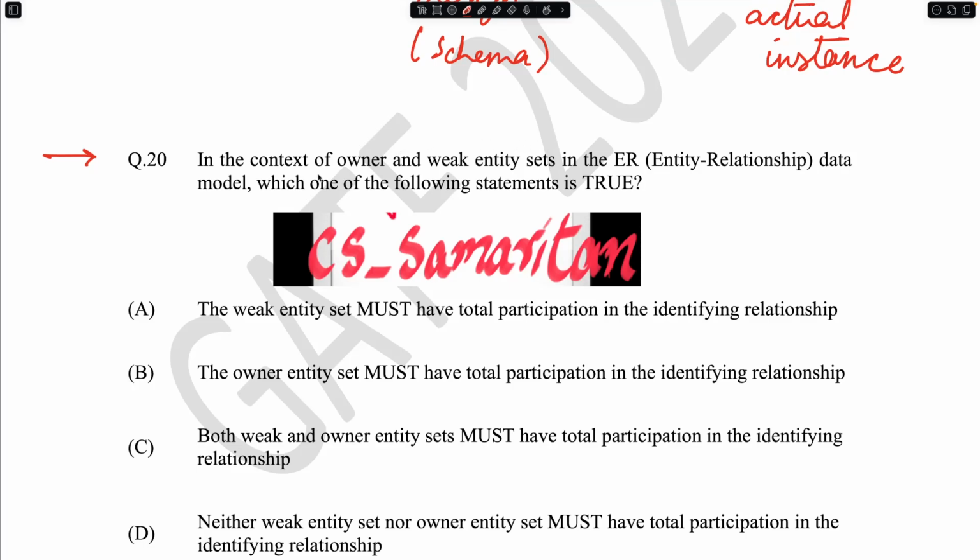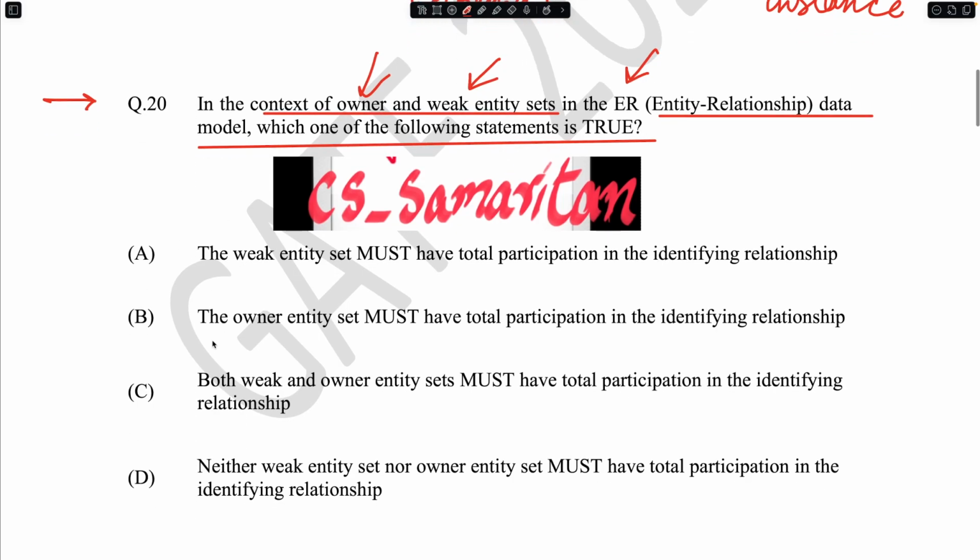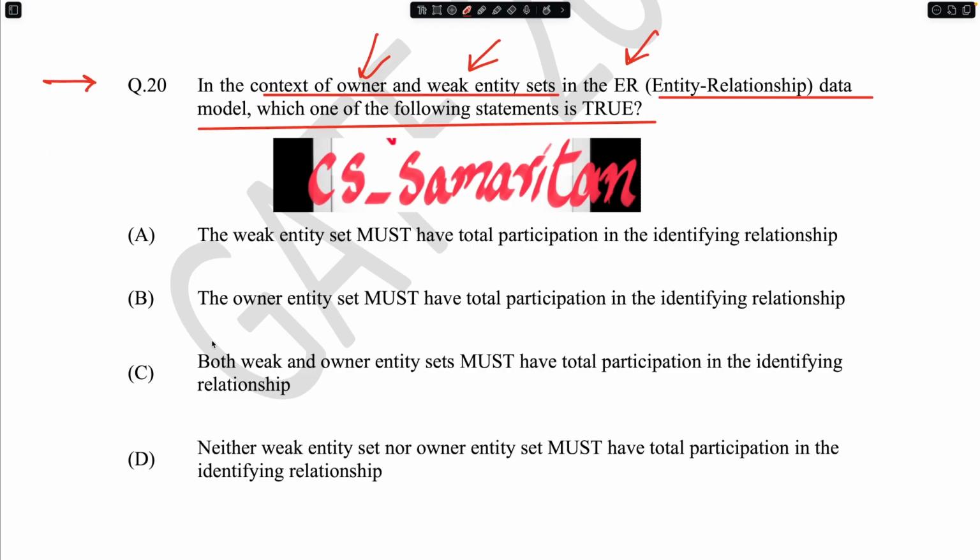Okay, so let's solve this question. The question states that in the context of owner and weak entity sets in the entity relationship data model, which one of the following statements is true? Okay, so we are discussing ER diagrams. We are concerned with weak entity sets and owner entity sets. The options are mentioning these kinds of terms.